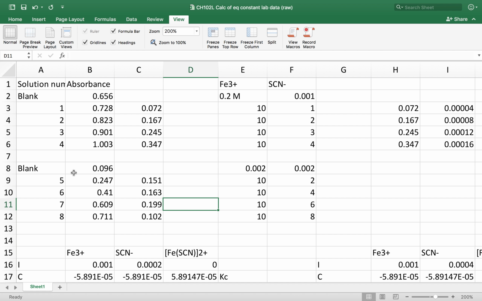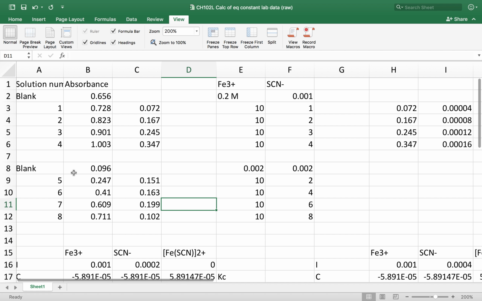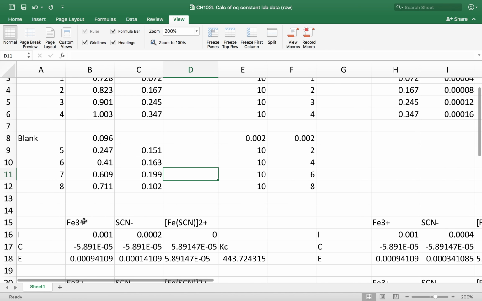So if you'll remember how this worked, we had a reaction of iron 3 and thiocyanate to form the iron thiocyanate ion. And there was an equilibrium associated with these two things reacting with each other to form this ion. And we're trying to measure that equilibrium constant.